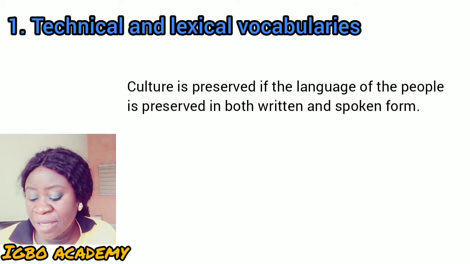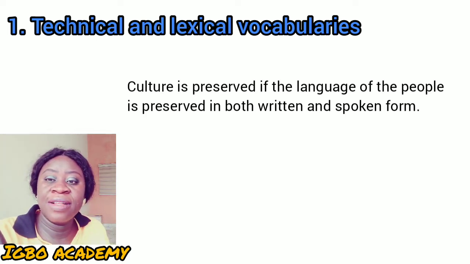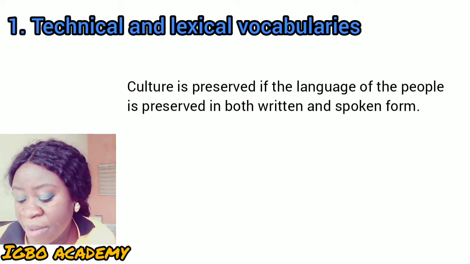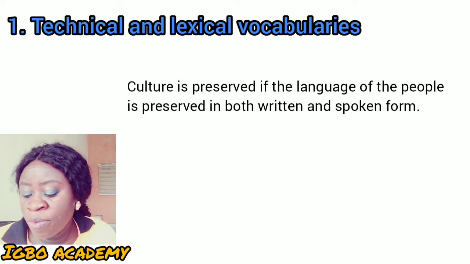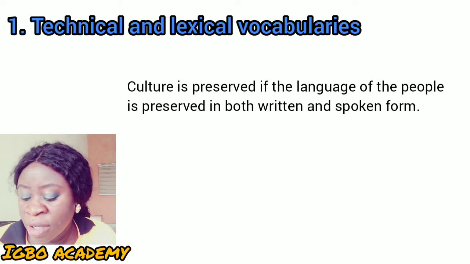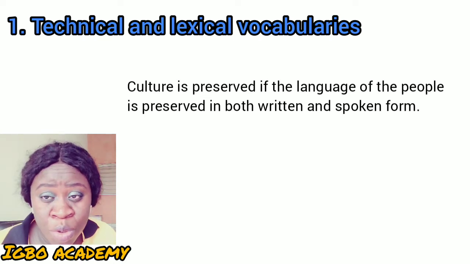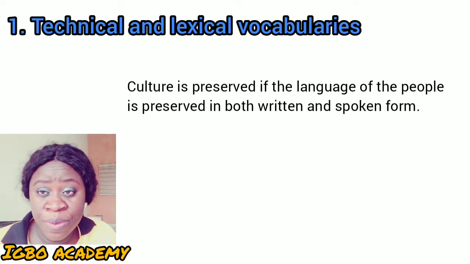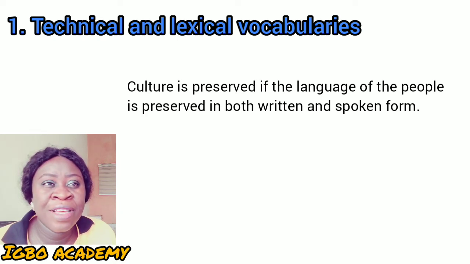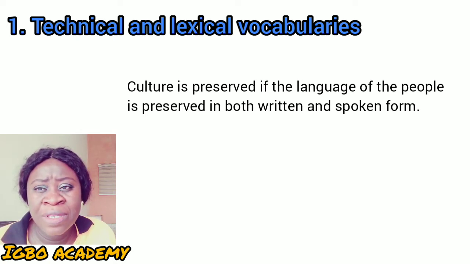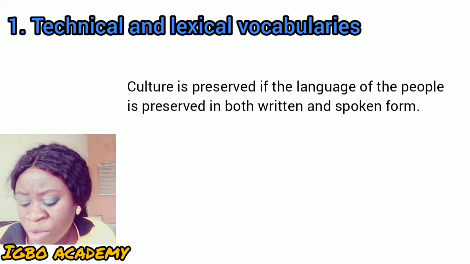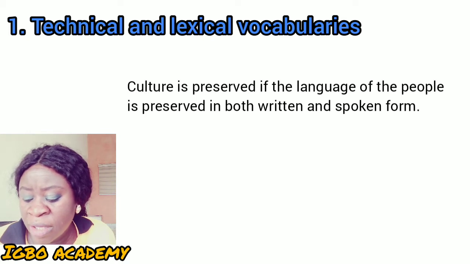In this part, we are going to talk about the technical and lexical vocabularies. For culture to be preserved, the language of the people must be preserved. You can't say you are preserving culture and the language is lost. First of all, you have to preserve the language of the people. Preservation must be done both spoken and written. This language must include the various fields and disciplines of life.